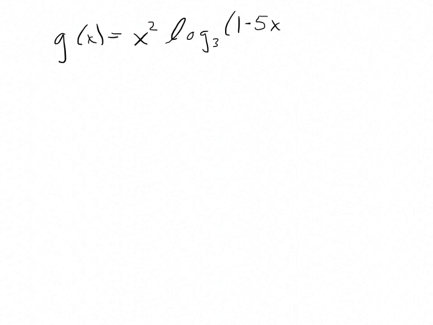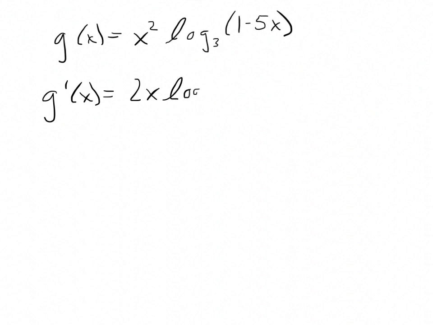What happens if I have g of x equals x squared times the log base 3 of 1 minus 5x? Well, again, you heard times. This is x squared times that. So g prime of x will be, the derivative of the first thing is 2x. We leave the second thing alone. Plus, this time I'll leave the x squared alone, so x squared.